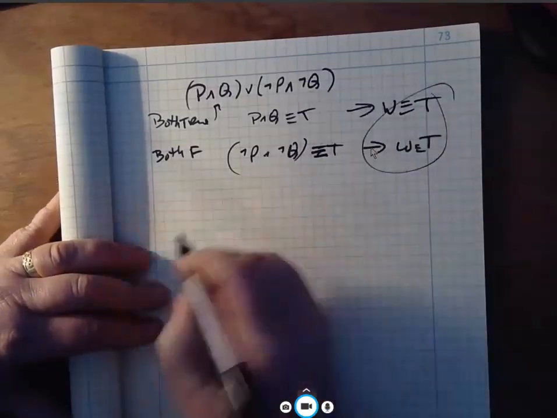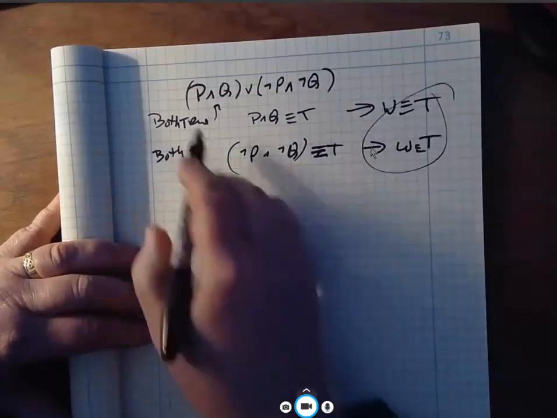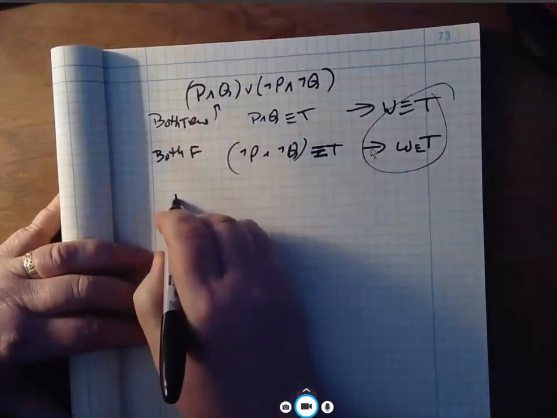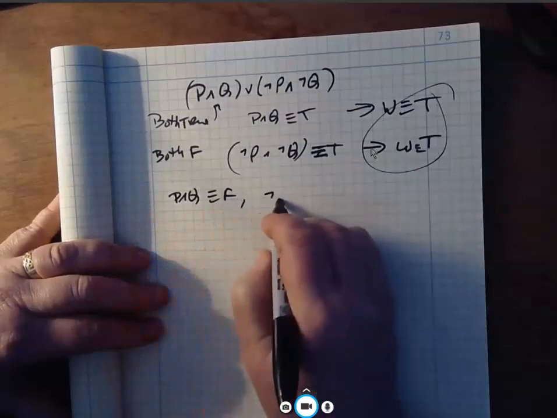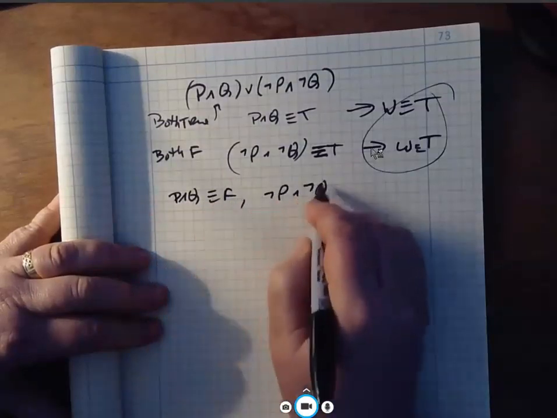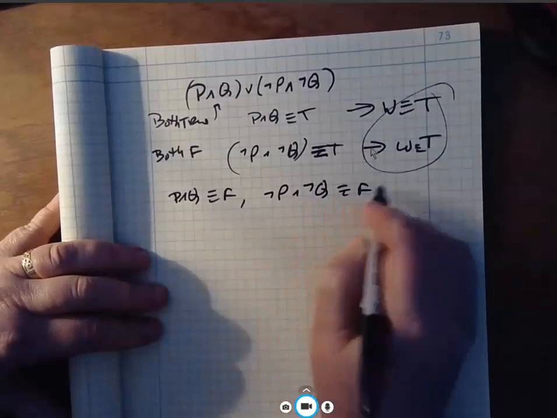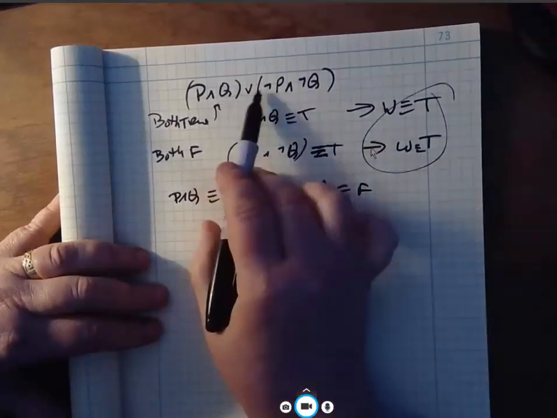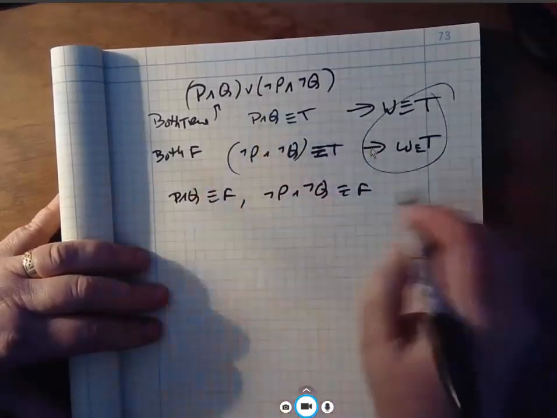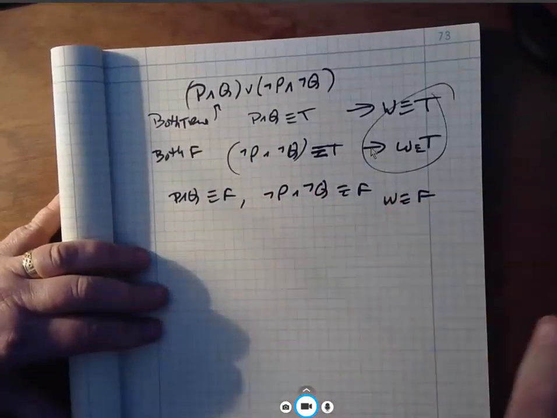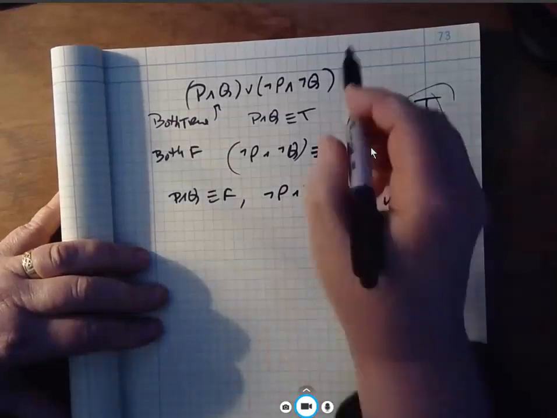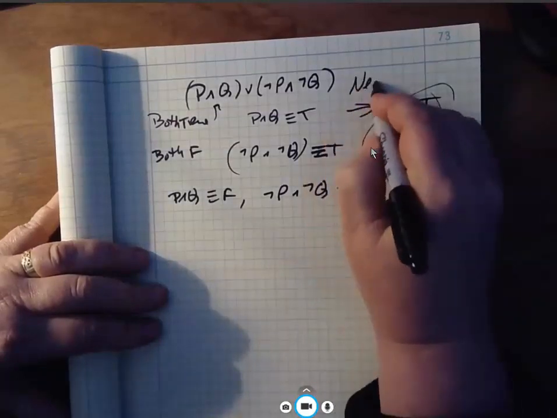Except if one's true and one's false, then P and Q is false. Not P and not Q is false. So this is an or statement. If both of them are false, the whole thing is false. So without going through the whole truth table, we can kind of look at this and go, neither.